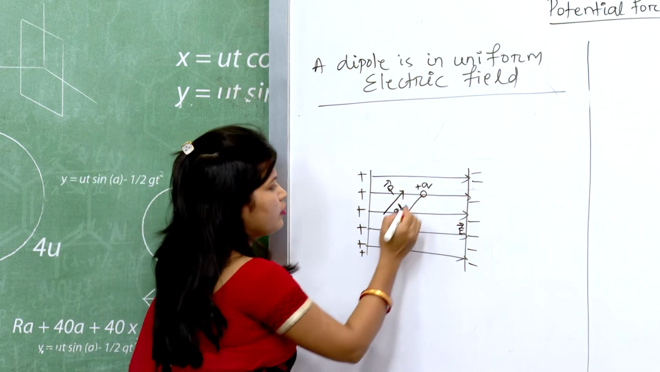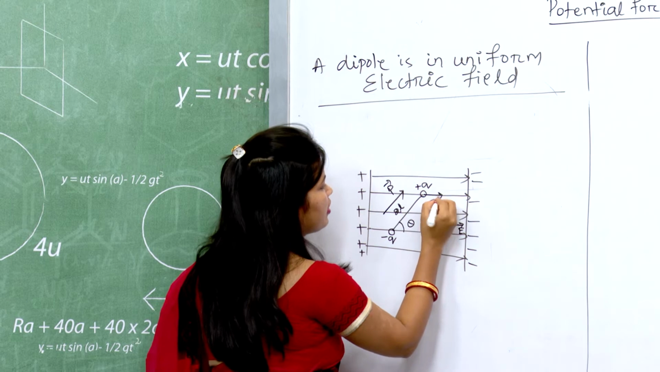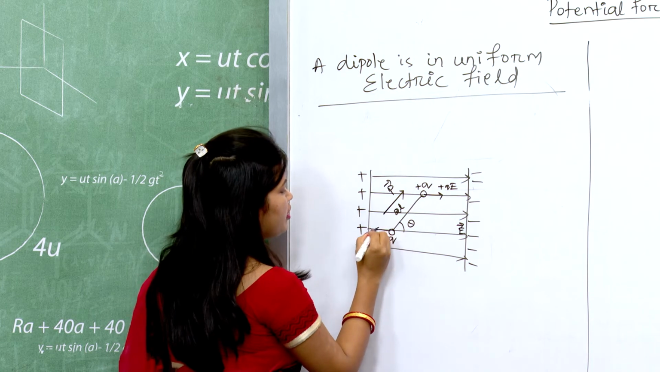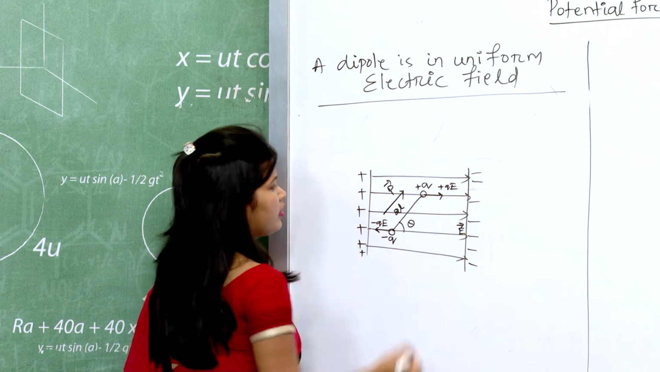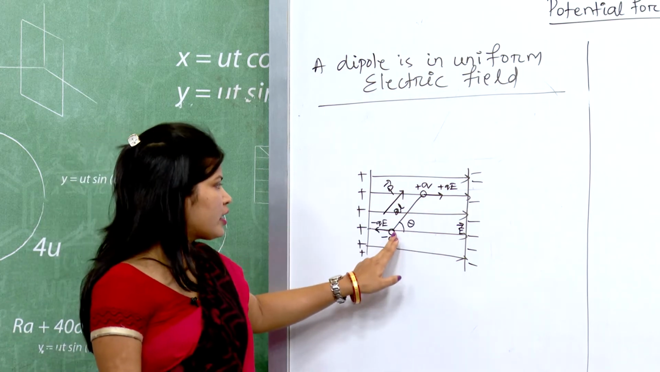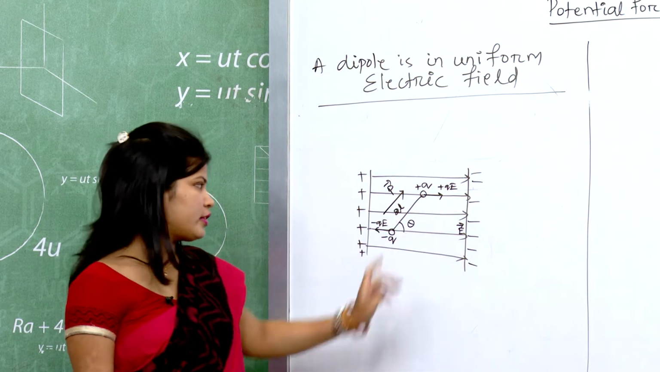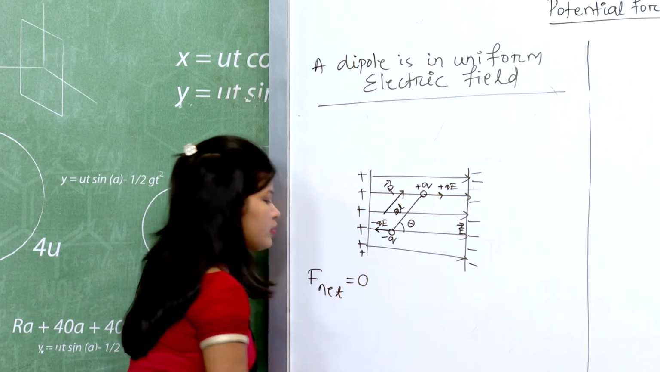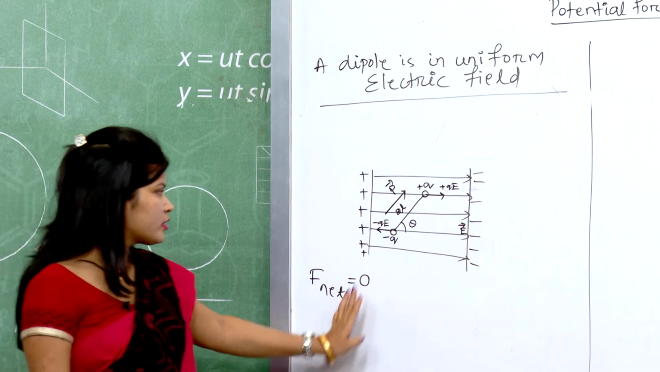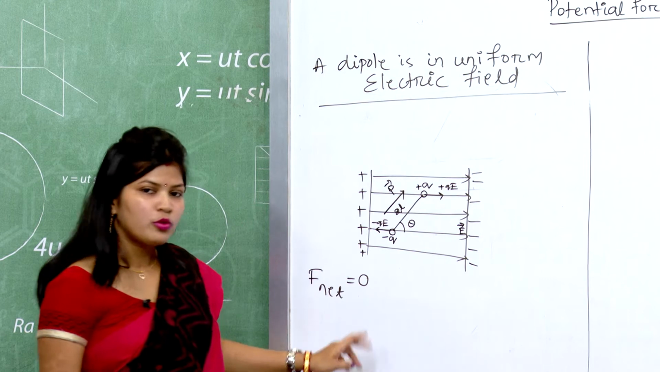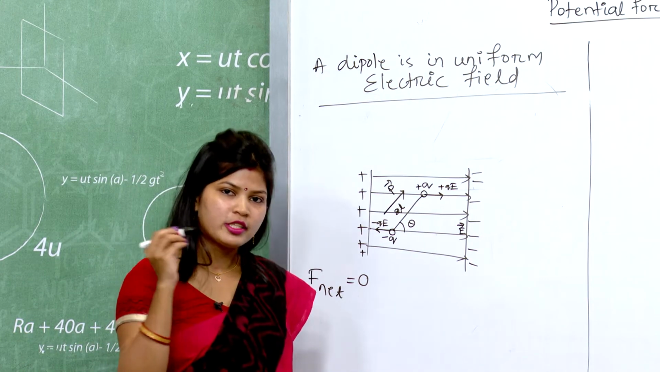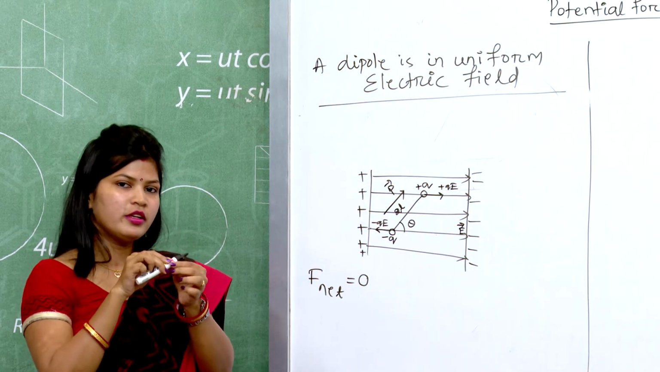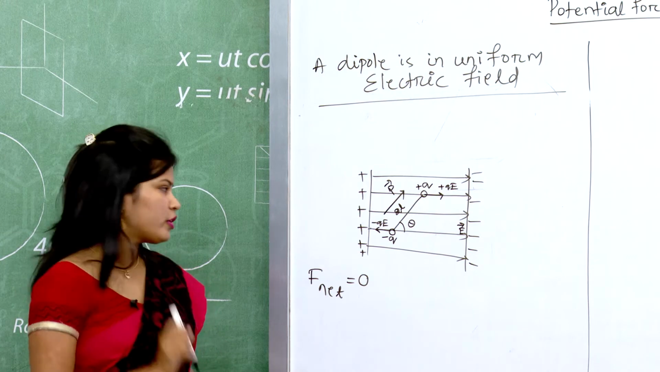Then the force acting on the plus q charge is plus QE, and the force acting on the minus q charge is minus QE. You see, these two forces are the same in magnitude but opposite in direction. So the net force is 0. That means there is no linear motion, no translatory motion of the dipole. Only the dipole can rotate. In a uniform electric field, the dipole can rotate.